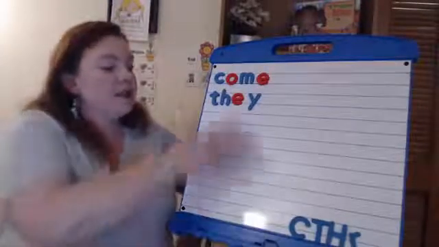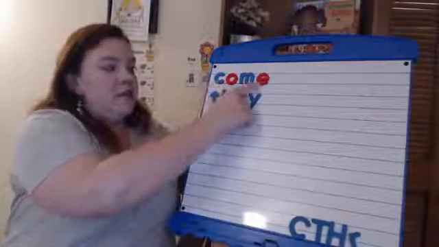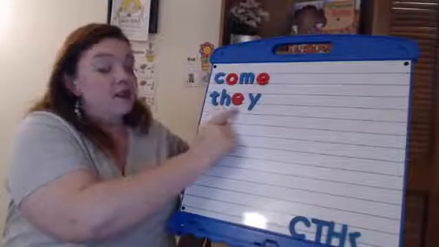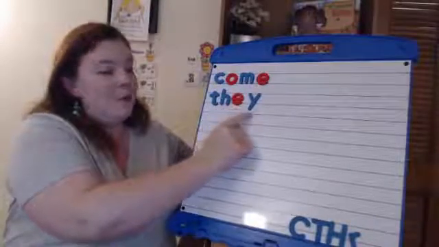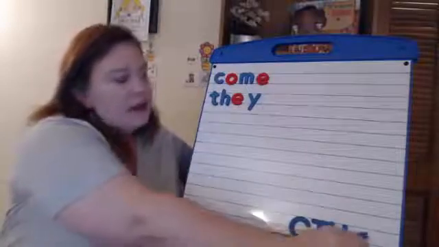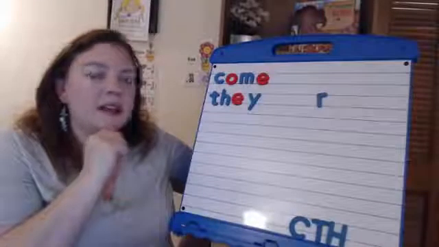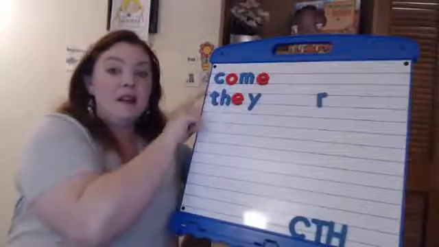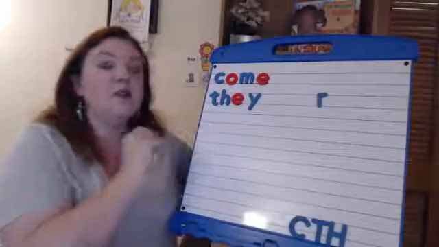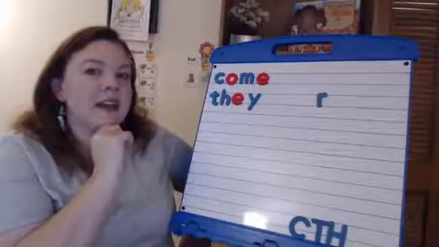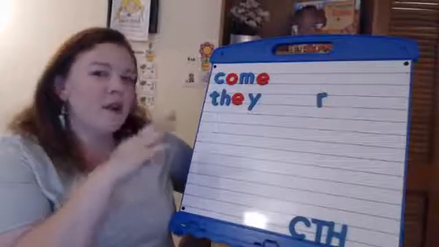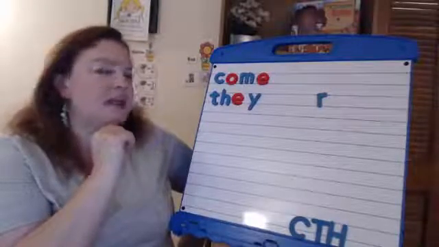We have come and they, and we're going to do a brand new word today. So you need all of these letters: a C, O, M, E, T, H. You do need another E and Y. And you're also going to need the letter R today to help spell the word we're going to be working on today. So come, they, and we're going to spell a new word. It's a word you're probably going to know. Most of you will know it, but we'll try it today.